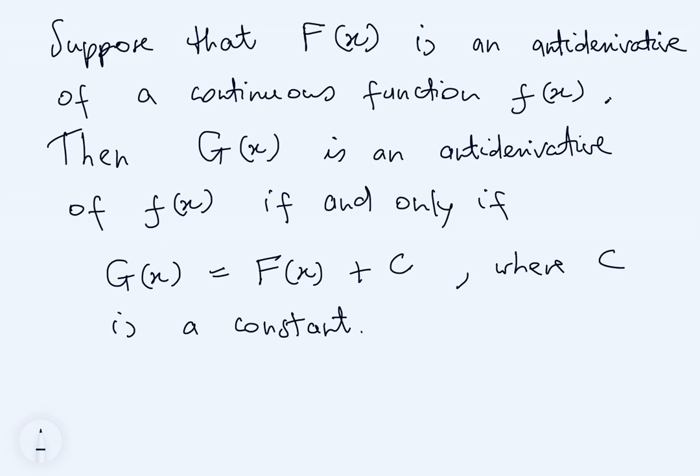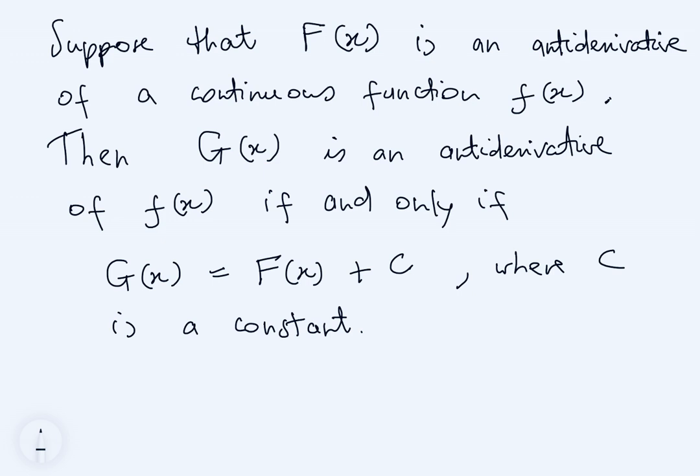So if you have an antiderivative of a function already, to generate another antiderivative, you take that antiderivative that you have and add a constant, and that's a new antiderivative. That's basically what this is saying: if you have an antiderivative of a function already, then another antiderivative of the same function has to have that form.